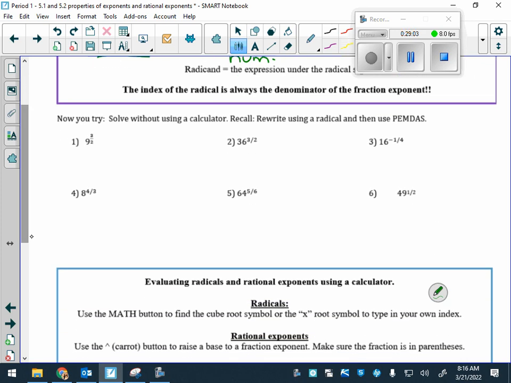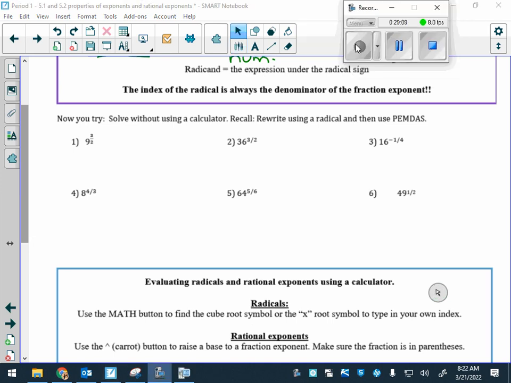All right, so I want you to go ahead and try 1 through 6. Okay, 1 through 6 through these. Okay, for the first one, it's the square root of 9 cubed, which is 27. Awesome. Okay, number 2, the square root of 36, which is 6. 6 cubed is 216. Awesome.